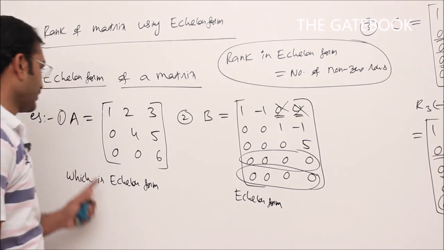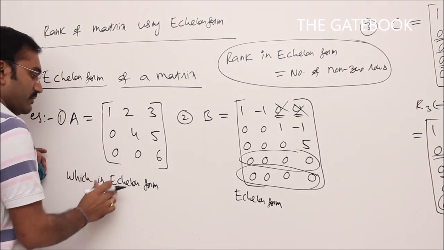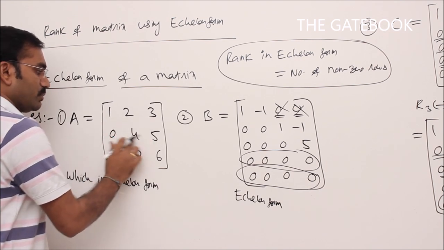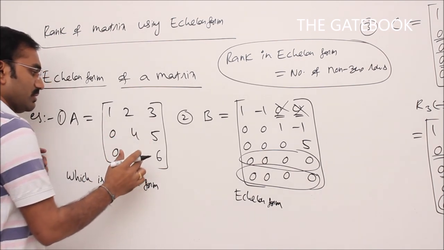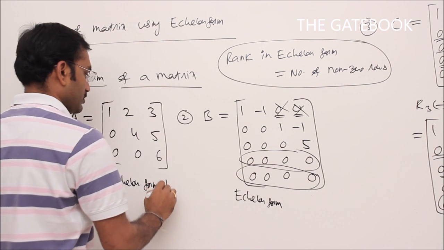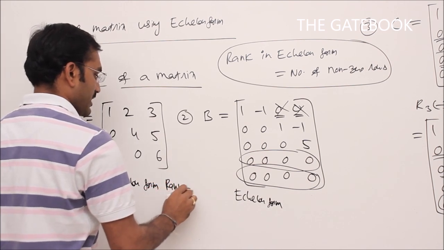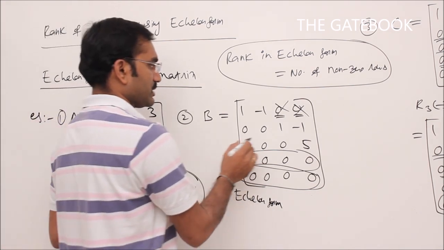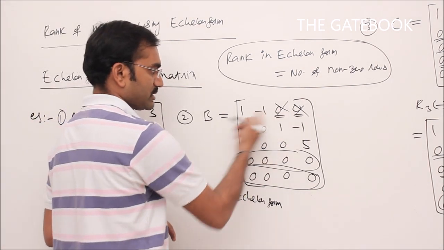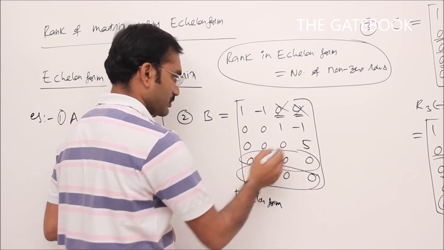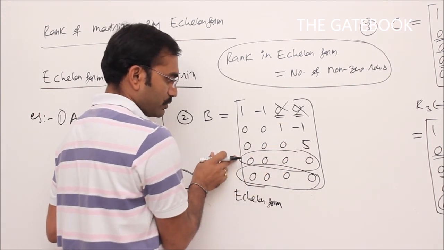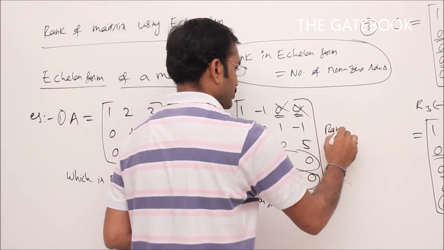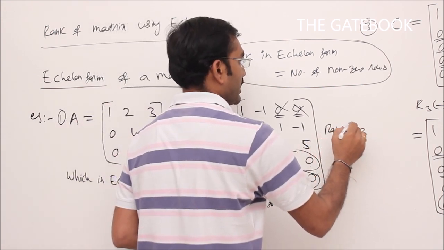So if you take the first matrix, which is in echelon form, the rank in echelon form is equal to the number of non-zero rows. Here, 1, 2, 3, all 3 rows are non-zero rows, therefore the rank is equal to 3. For the second matrix, also count the number of non-zero rows. First 1, 2, 3, here also 3 rows are non-zero, and the fourth and fifth rows are completely zero rows. So for this matrix also the rank is equal to 3.